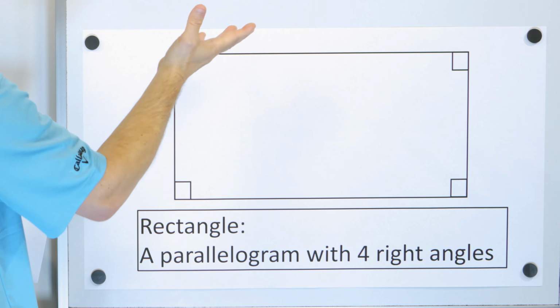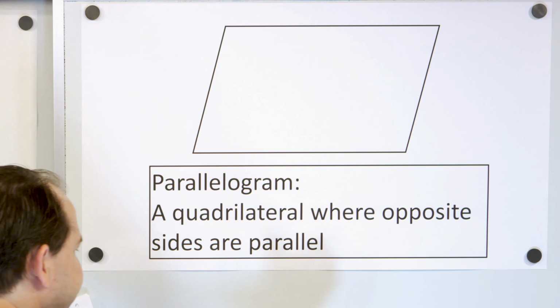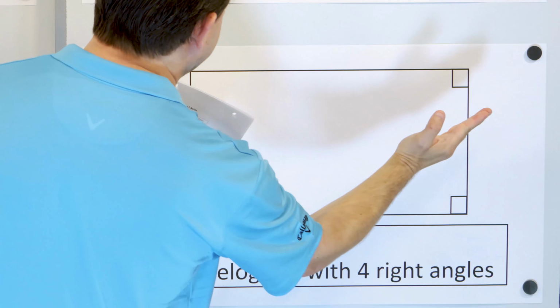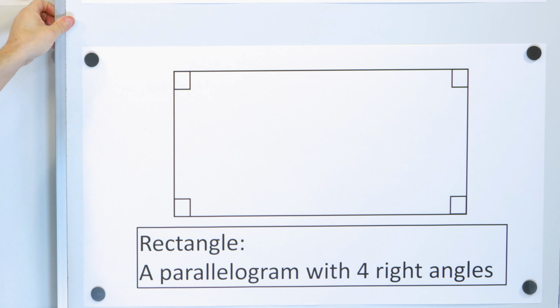So you can think of a parallelogram as being a slanted rectangle, essentially. Here's a rectangle, it's straight up and down like this. You slant it over, it's still a parallelogram, but it will not any longer be a rectangle.